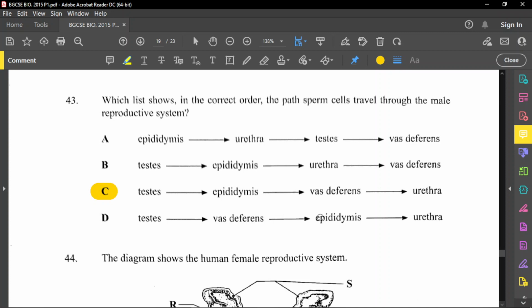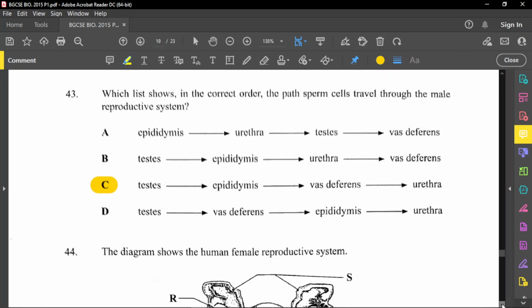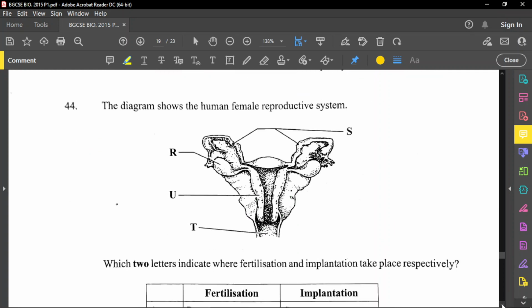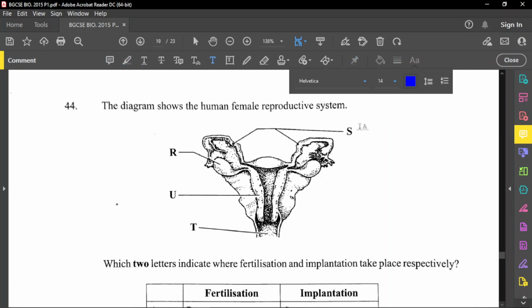All right, so let's go quickly to question number 44. We have 6 more questions to go, and then we're finished. In question number 44, the diagram shows the human female reproductive system. Just to quickly make some notation right here: S is our fallopian tube, R is the ovary, U is the uterus, actually pointing to the endometrium of the uterus, which is the innermost layer, and T is the vagina.